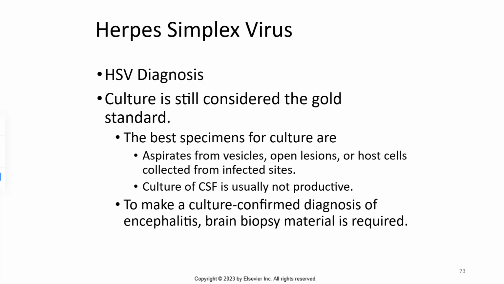Culture is still considered the gold standard. The best specimens for culture are aspirates from the vesicle, open lesions, or host cells. Now, this means that we have to get a needle inside of a vesicle and draw the fluid out, which can be extremely painful. Sometimes they take a swab and try to burst open the lesion to get the fluid out. Again, extremely painful. To make a culture-confirmed diagnosis of encephalitis, brain biopsy material is required.